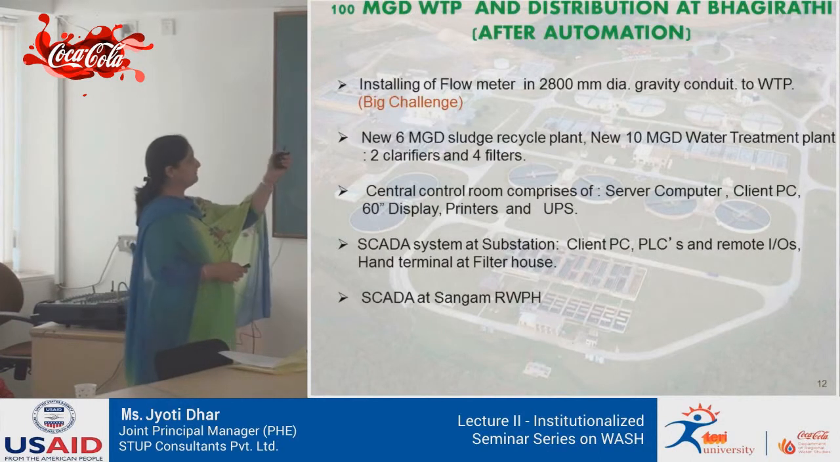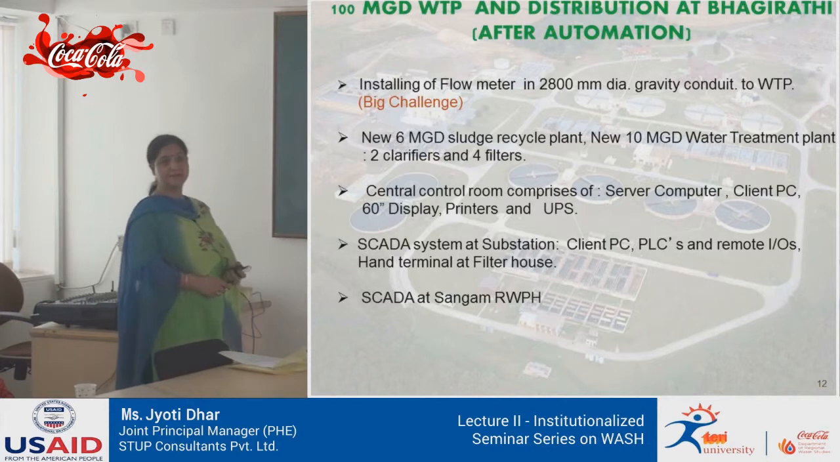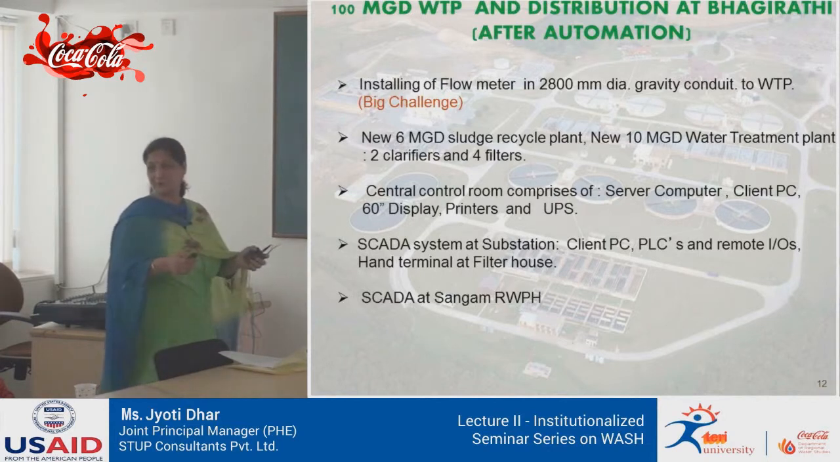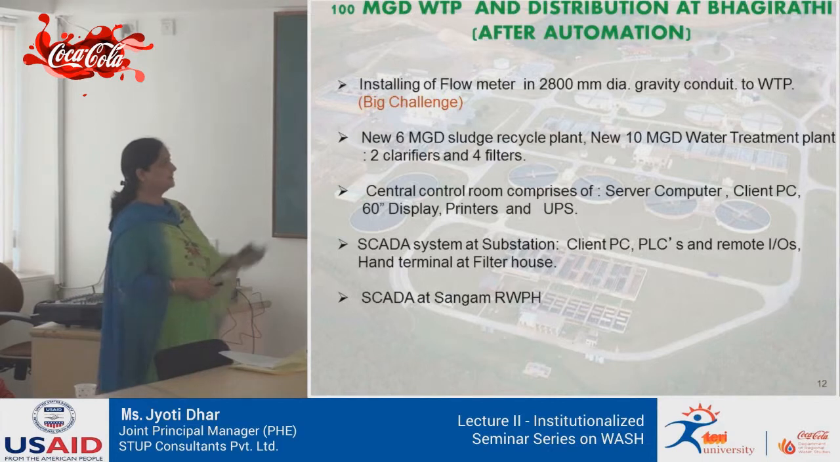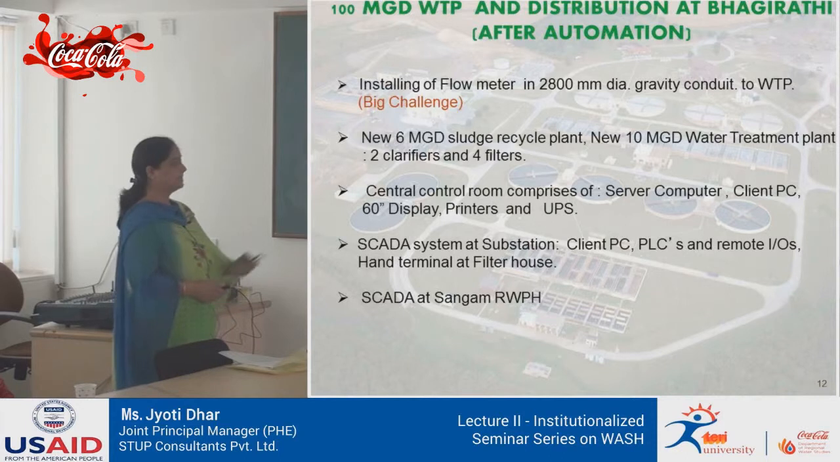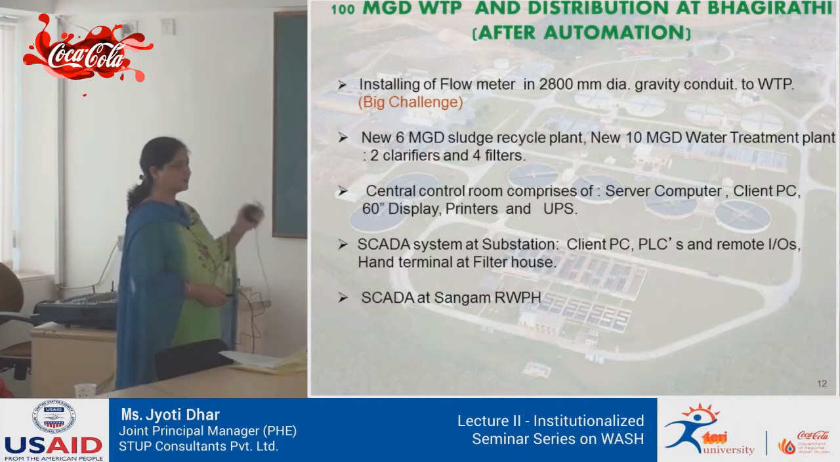And then it was a very big challenge to install a flow meter in a 2.8 meter pipeline which was almost full of water. Then you have a recycle plant and a new 10 MGD water treatment plant which we designed, because the water from the sludge needs to be reused. So you need a recycling plant for that, wherein you have sludge thickeners and centrifuges. We installed all those things.